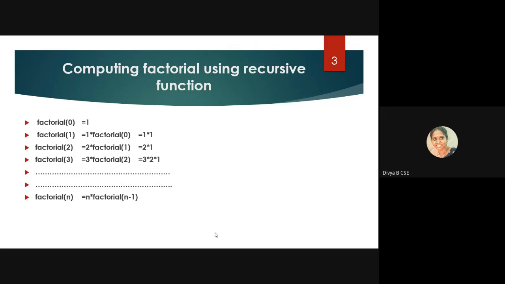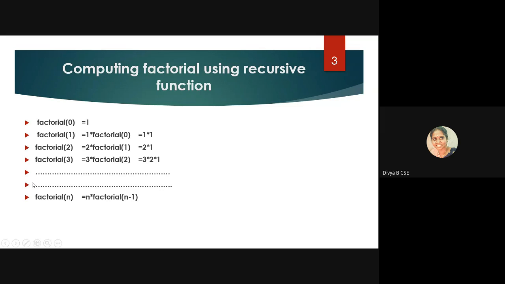So we'll see how it can be used in C. You know how factorial is computed. Today we'll see how the same factorial program can be written by using a recursive function. You know that factorial of 0 is equal to 1. When you have factorial of 1, it is 1 into factorial of 0, right? So it will be 1 into 1. Then factorial of 2, you know that it is 2 into factorial of 1, which is again equal to 2 into 1. When it is factorial of 3, it is equal to 3 into factorial of 2, that is again 3 into 2 into 1.